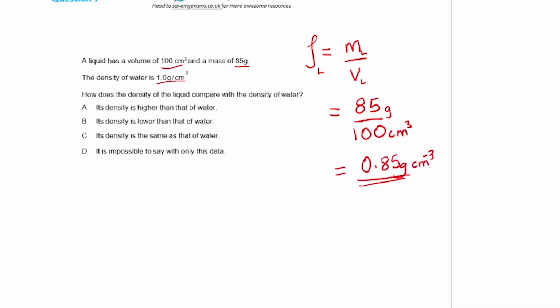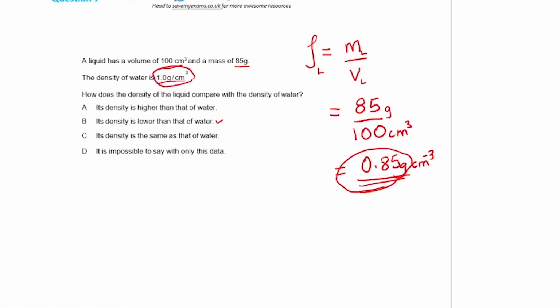Now, if you look at 0.85 grams per cubic centimeter as the density of the liquid, you find that the density of water is higher. So how does the density of the liquid compare with the density of water? A, its density is higher than that of water. Is that true? No, it's not. B, its density is lower than that of water. Is that true? Yes. The density of the liquid, 0.85, is lower than the density of water, which is 1 gram per cc.